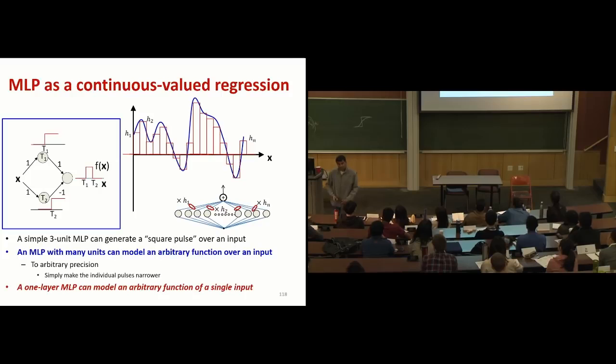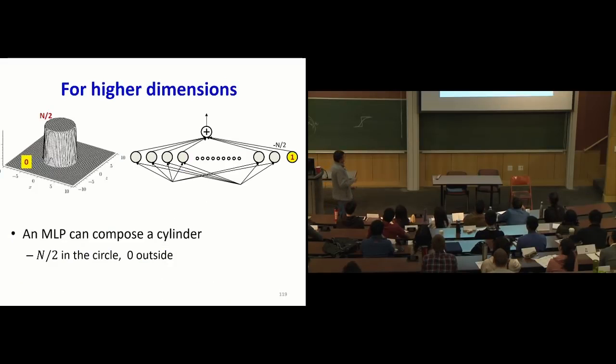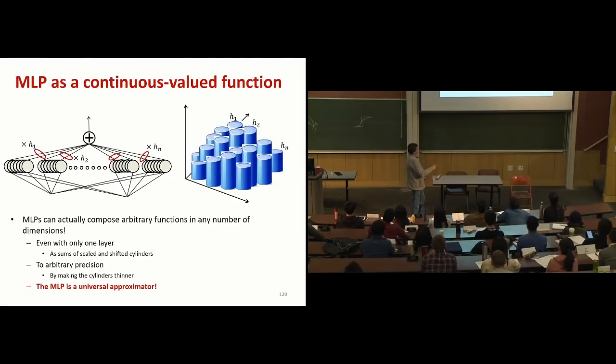For a multidimensional function, it turns out, if I have a function of two variables instead of one, it already becomes very complex. And so the way you would do it is first you remember that an MLP can compose a cylinder, right? So now I can fill the space with cylinders of different heights to approximate any shape. Again, now it's no longer exact, it's an approximator, but I can get arbitrarily precise approximation using a sufficiently large network. So the MLP is a universal approximator.